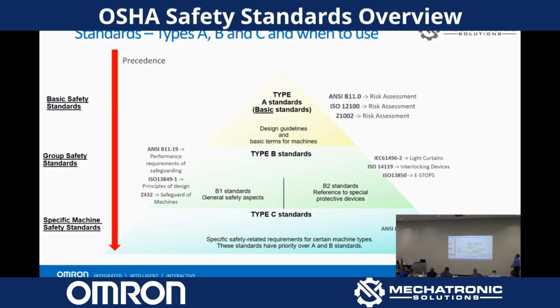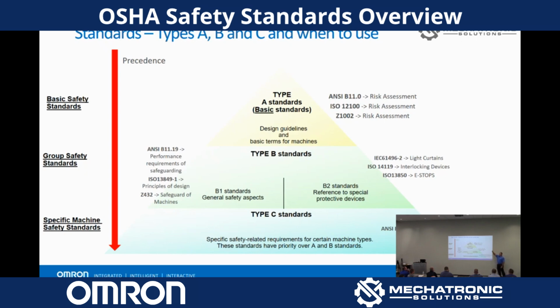All right, cool. Let's get to the standards. So there's A standards, B standards, and C standards. This is the information that we use as the basis of our work. Type A standards are basic, high level, and design guides. For risk assessment, the two you'll want to write down are ANSI B11.0 and ISO 12100. ANSI is the North American standard for risk assessment, and ISO is the international standard.